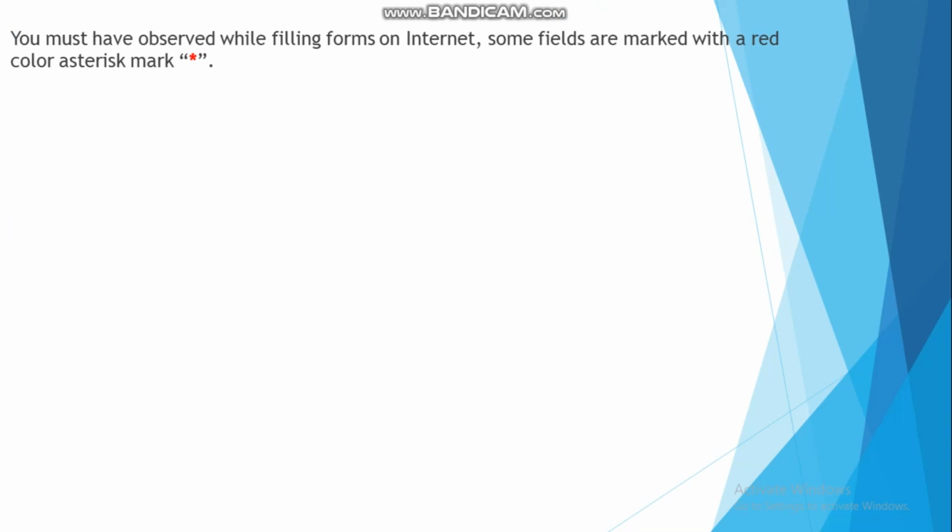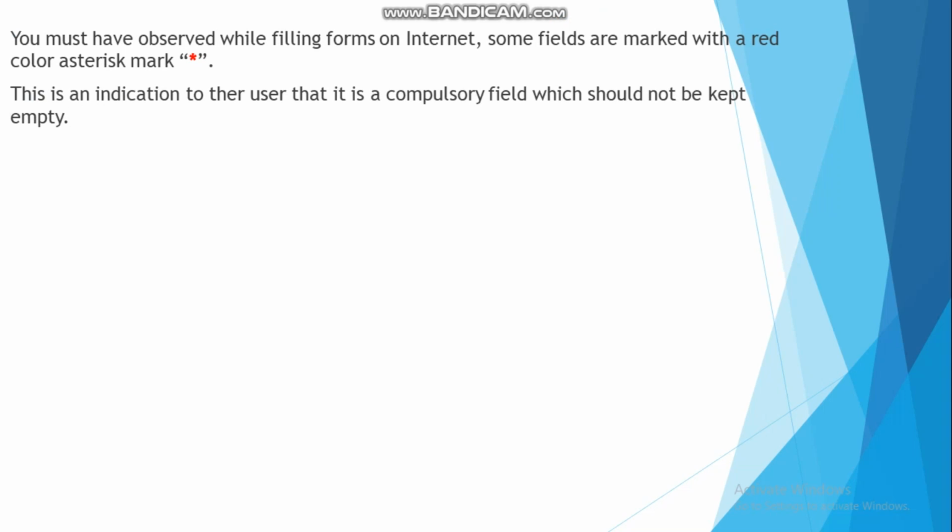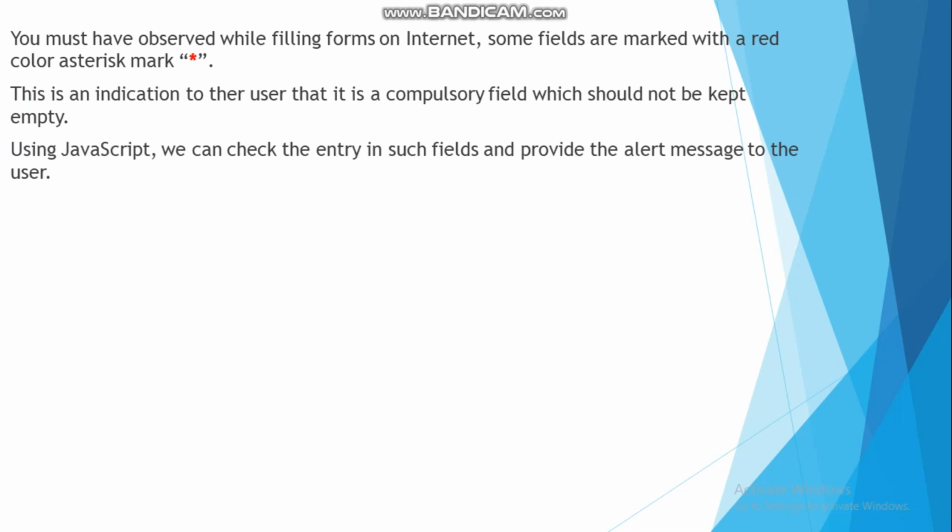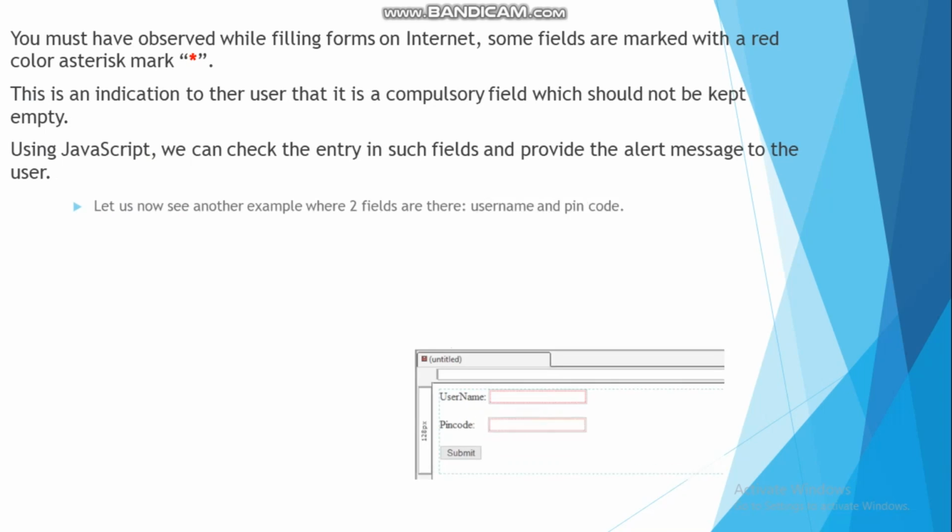Now you must have observed while filling forms on the internet that some fields are marked with a red color asterisk mark, that is a star sign. It means that this information is compulsory. So this is an indicator to the user that it is a compulsory field which should not be kept empty. Using JavaScript, we can check the entry in such fields and provide the alert message to the user.